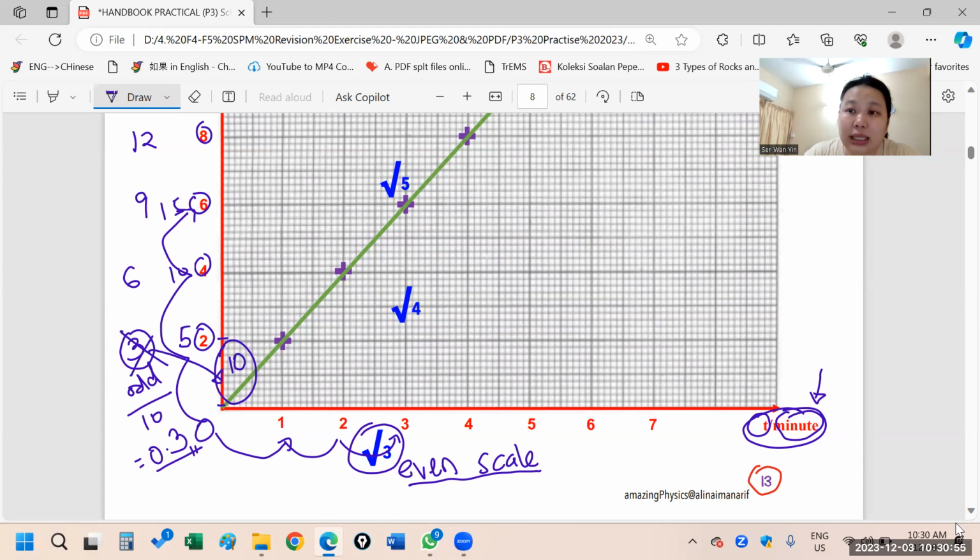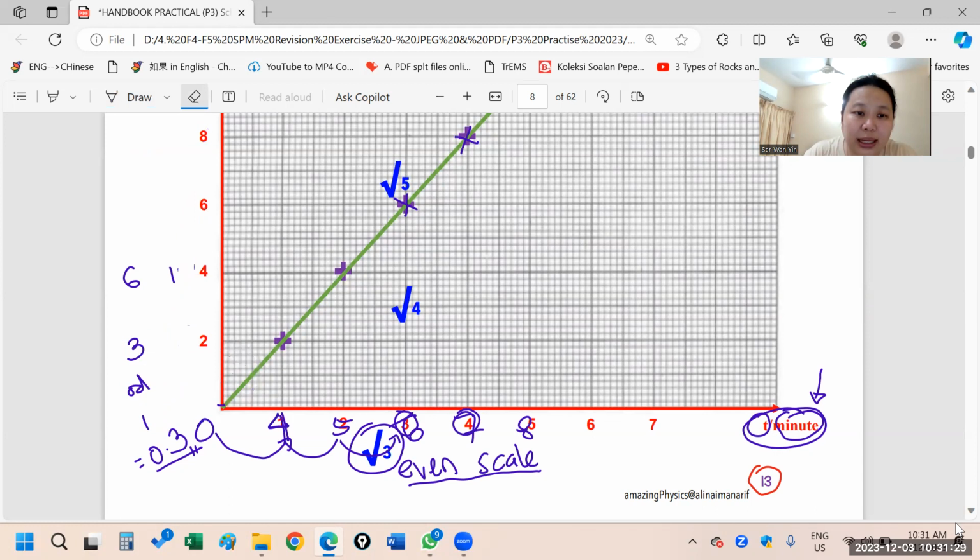Okay, so since this is 10, your scale must be a multiple or factor of 10. So let's say your experiment starts to plot at 4. Can I put 4 here? 4, 5, 6, 7, 8. Can I start with 4? Our experiment starts from 4. Can I make it 4?